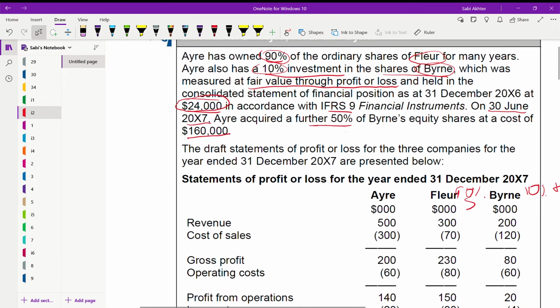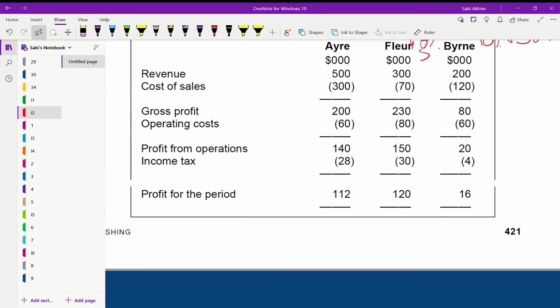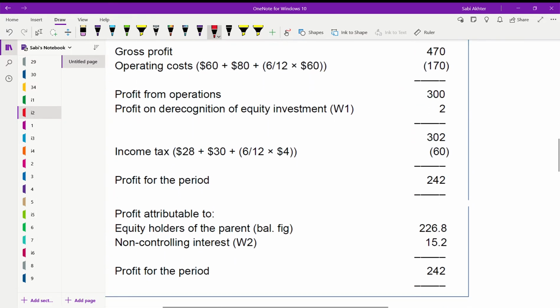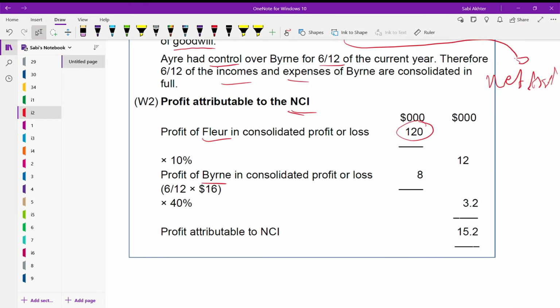If you see this 120, you can take it as it is. But when you're taking the 16, you have to apportion it. You only have to take the 6 months. Hence this 16 is 8, because you are taking 6 months only. Then you have to take 40%, because don't take when it was at 10%. You have bought 10 plus 50, so it became 60%, so NCI is 40%.